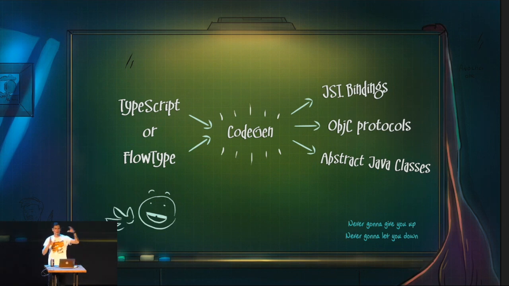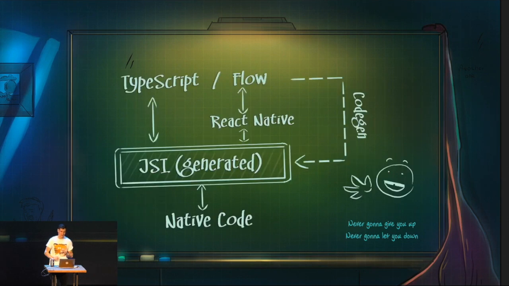With the new architecture, when we can generate all the things in advance, we don't really need this, because we can make sure that everything is compliant with JavaScript at build time. And this is one of the really cool advantages. If you look at this revisited diagram, what you will see is that instead of JavaScript, we have TypeScript or Flow. Then we can run CodeGen to generate JSI and all these Objective-C protocols, Java classes, all the things.